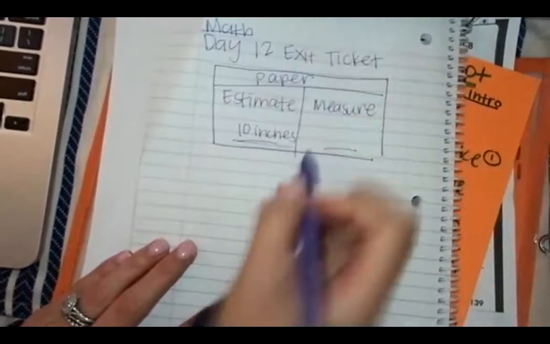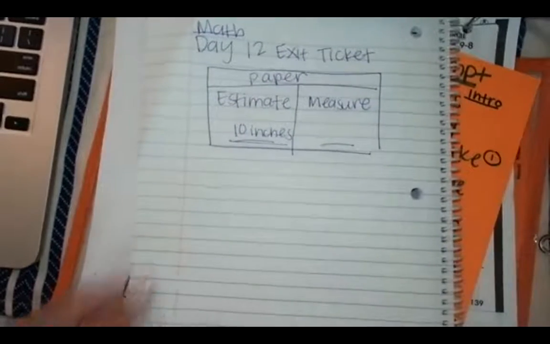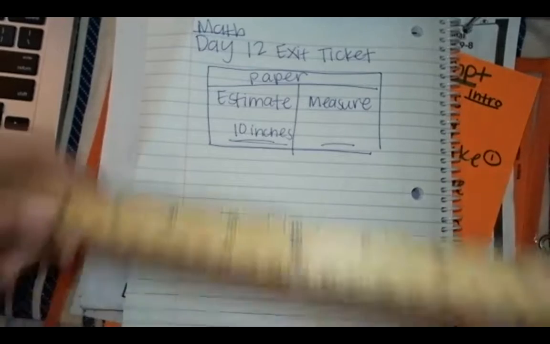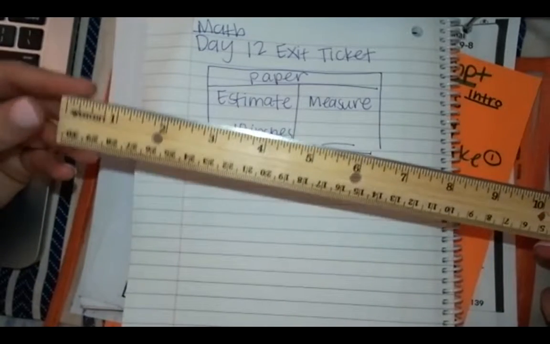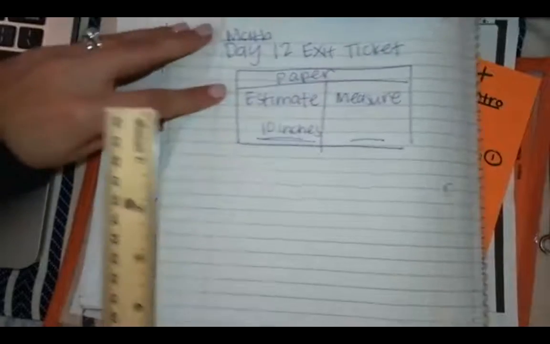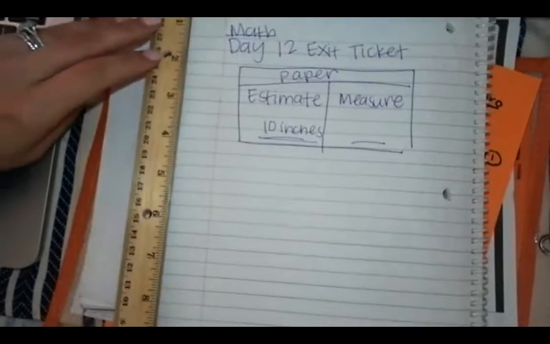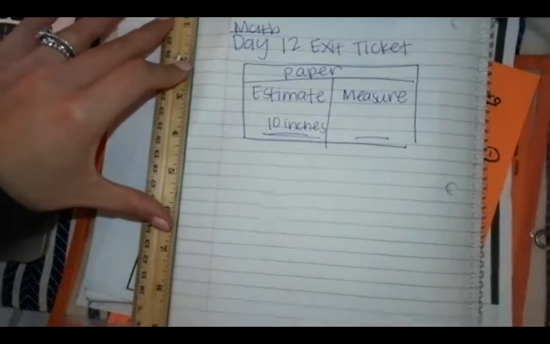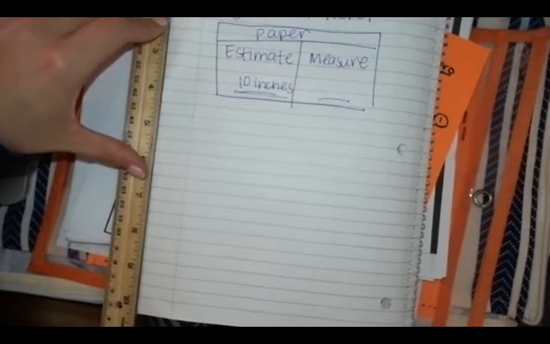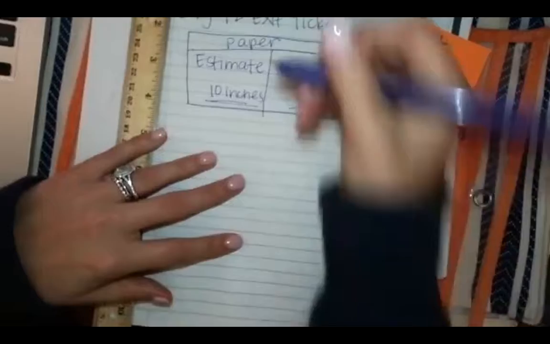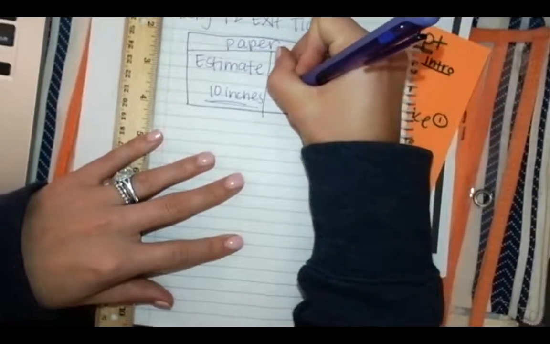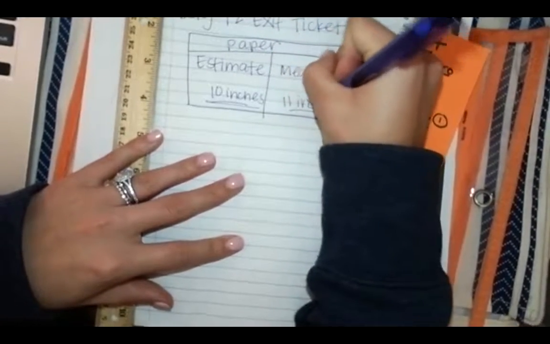Remember, we have to label our measurements. And then I have to actually measure it. So I'm going to take my ruler out. I have this ruler, but remember, in your packet, you have rulers as well. I'm going to go ahead and measure how long this paper is. And as I'm measuring, you can see that it stops right at the 11 right here. So I measured it, and I see that it is actually 11 inches.